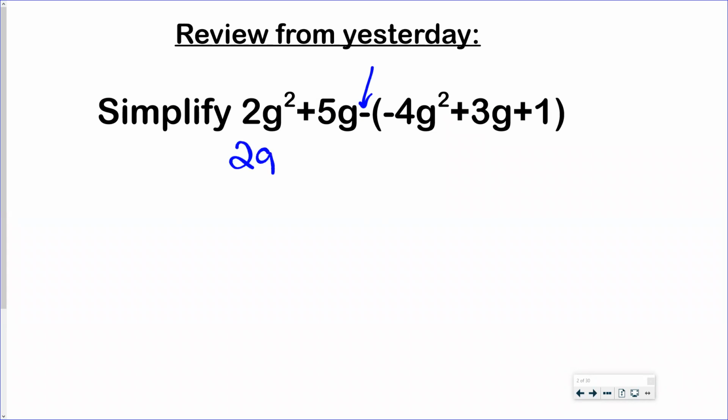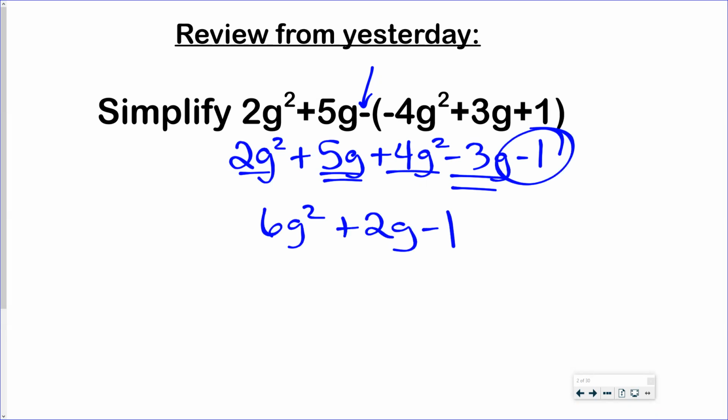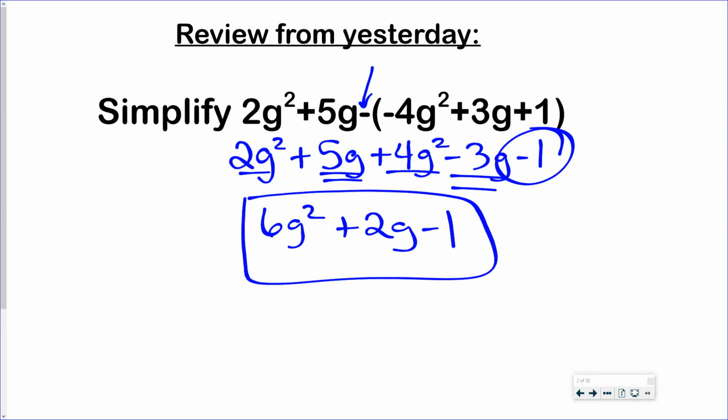I have 2g squared plus 5g plus 4g squared minus 3g minus 1. Combine like terms. 2 plus 4 is 6g squared. 5g minus 3g, that gives me 2g. And lastly, minus 1. And there's your answer.